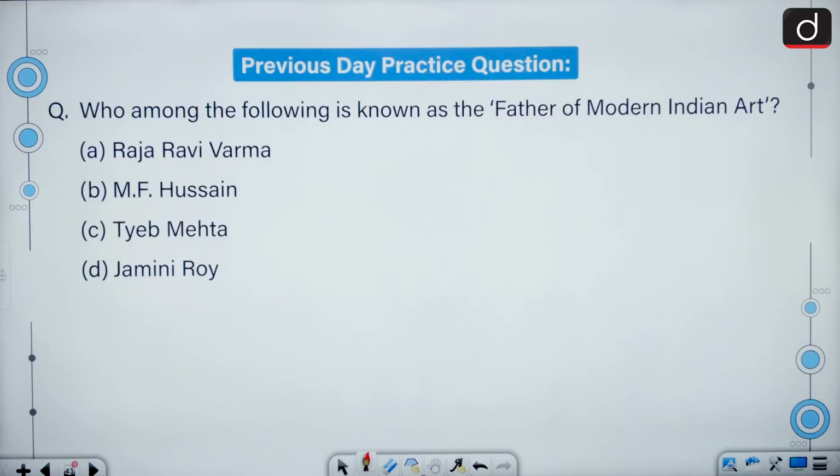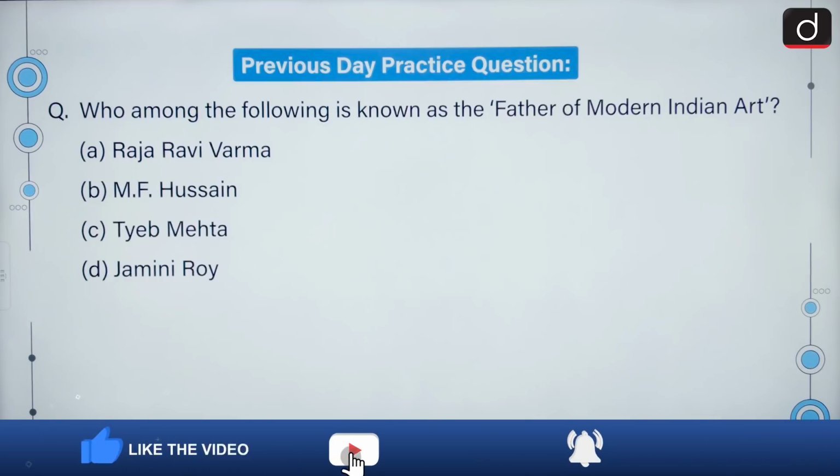Let's begin with the practice question of the last segment. Who among the following is known as the father of modern Indian art? The correct answer is Raja Ravi Verma.